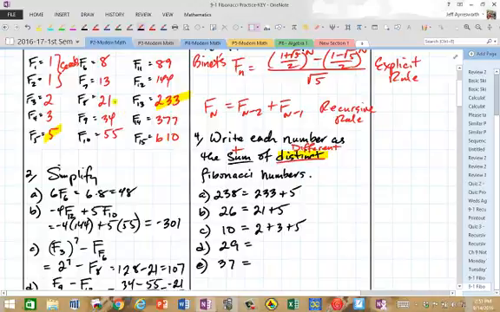29. Well, let me see. That's 21 plus 8. And 37, well, that's 34 plus 3. You have to write them as the sum, that's a key word, of distinct, different Fibonacci numbers.